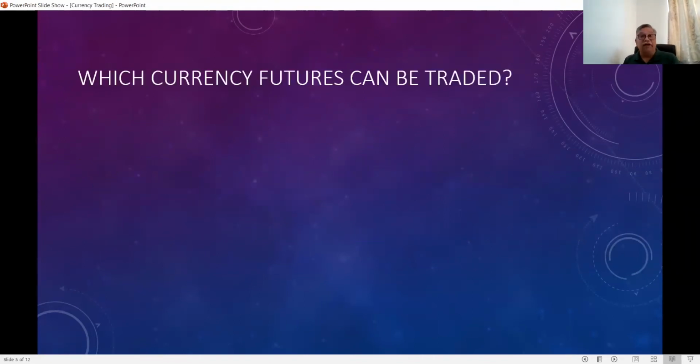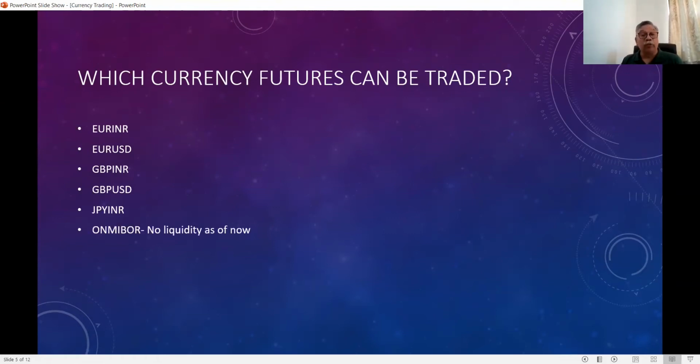Now, which currency futures can we trade? Euro INR, Euro rupee you can trade. Euro USD you can trade. So if your view is Euro is going to fall against the dollar, you are going to short this contract. If your view is Euro is going to rise against the dollar, you have to buy this contract. GBP INR, Great British Pound against Rupee. INR is Indian Rupee. GBP is Great Britain Pound. GBP USD, Pound to American dollar, US dollar. JPY INR, Japanese Yen to Rupee.